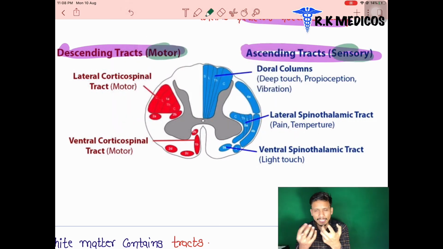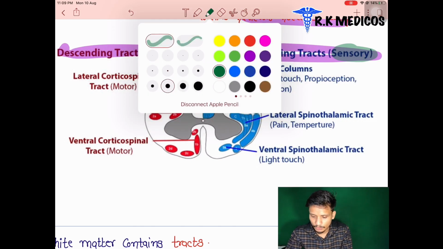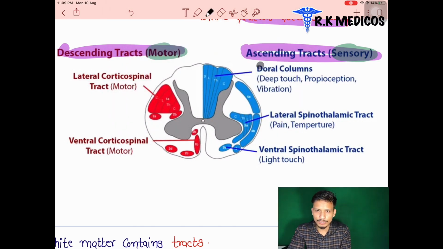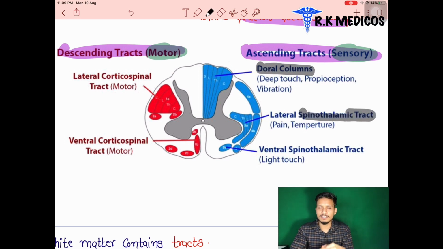So what are the tracts which carry information going upward, meaning sensory? There are three different types of tract. We can see here the first name is dorsal column. It is very important here. Dorsal column is present in the dorsal part of the white matter of the spinal cord. The next one is the spinothalamic tract. Here they move from the spinal cord to the thalamus of the brain. That's why they are called spinothalamic tract.